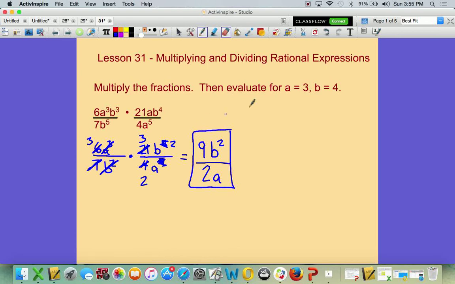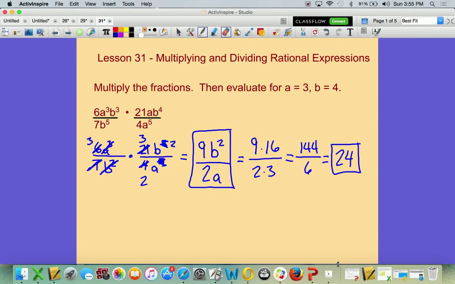Then it says evaluate for A equals 3 and B equals 4, so I'm just going to throw those in. 9 times 16, because 4 squared is 16, over 2 times 3. 9 times 16 is 144 over 6. Does 6 go into 144? I believe it goes in 24 times. So our answer for that is 24.